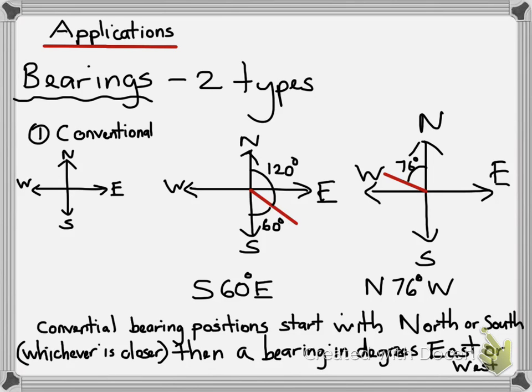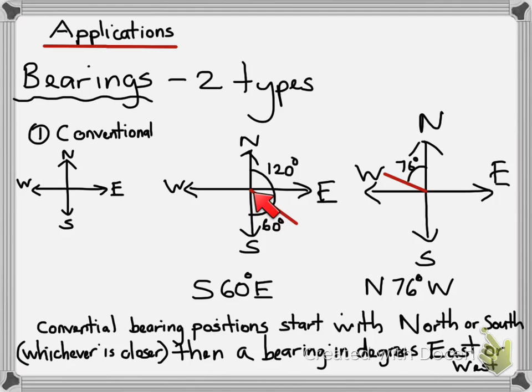Let's have a quick look at some application problems with trigonometry that involve bearings. Now there are actually two ways of describing bearings. There's the conventional method. If we draw a compass with north, south, west and east showing, and we look at this bearing here, that red line, we can describe its bearing as a conventional bearing by choosing north or south, whichever is closer.